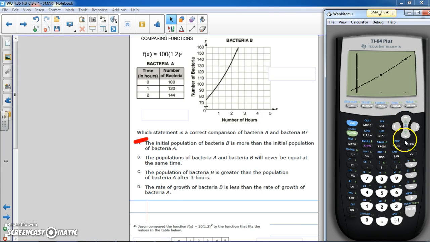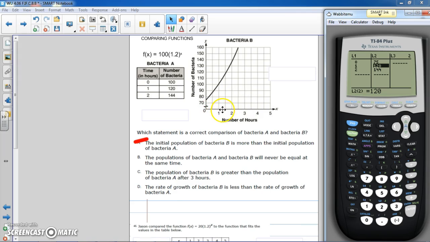All right, so now I'm going to just keep that in mind, and I want to do the regression equation for bacteria B. I'm going to hit stat and then edit, and I'm going to keep my X values 0, 1, and 2, and then I'm going to find the Y values on the graph. So on the graph at 0, my Y value is about 75, so I'm going to enter in 75.